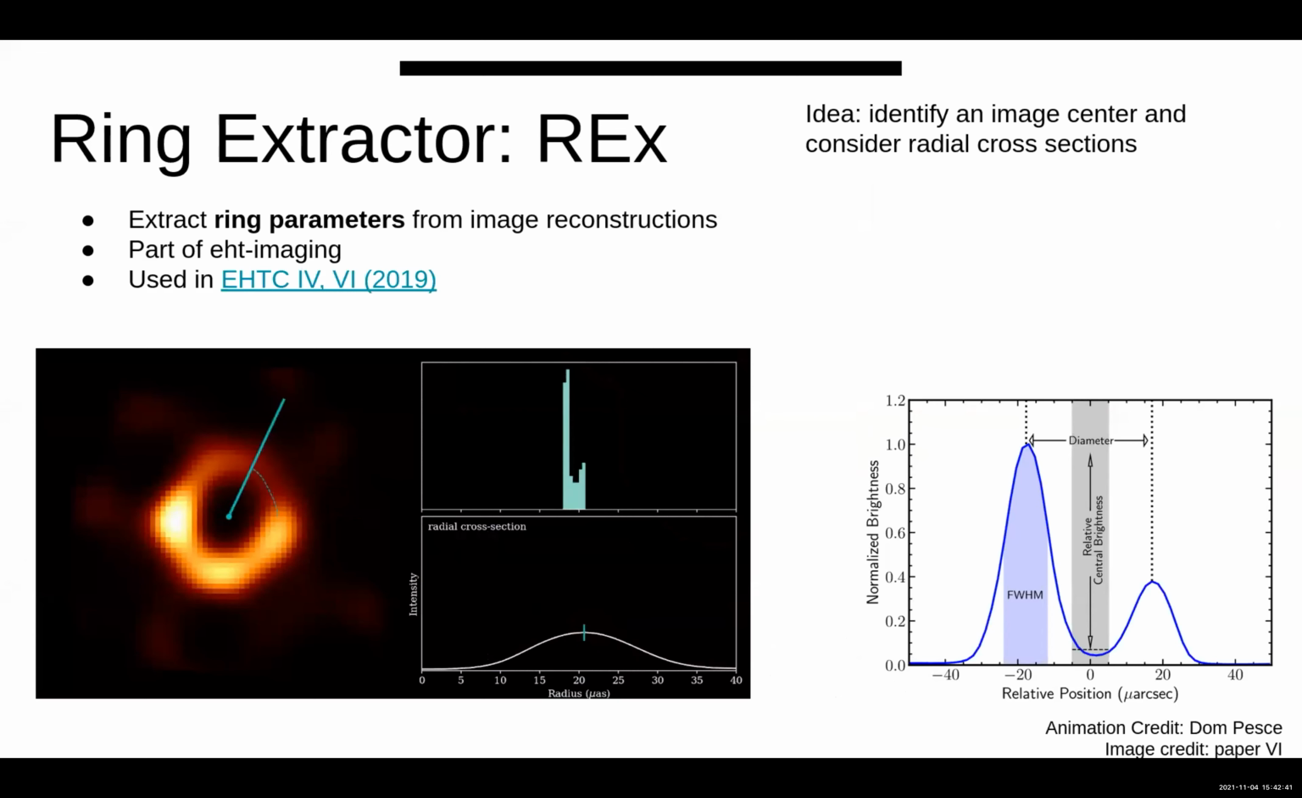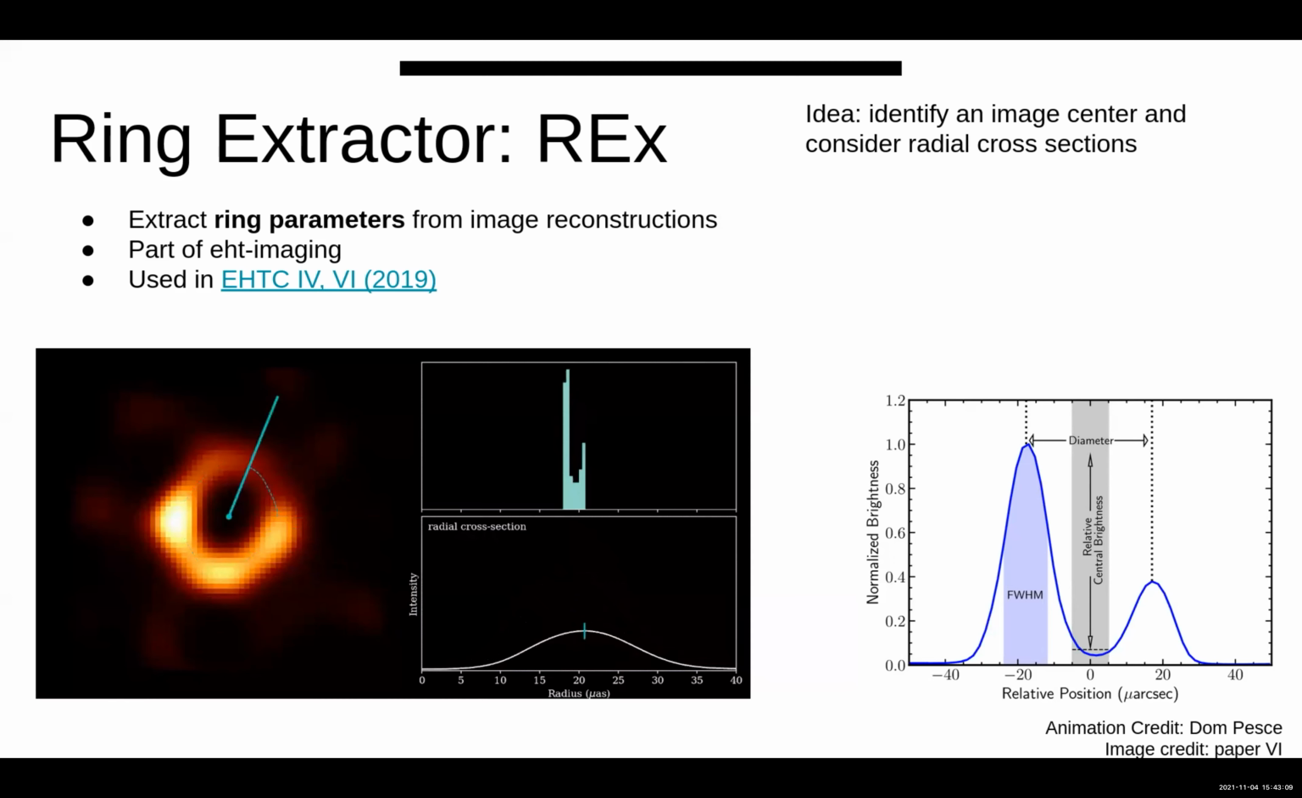This tool is a part of EHT imaging itself, and its sole focus is to extract ring parameters. It does this by identifying the center of a ring and then taking average azimuthal profiles to construct things like diameter, width, brightness, maybe the fractional dispersion of the flux. And this has been used to great effect, specifically in the first M87 results in papers 4 and 6, and in future analyses.